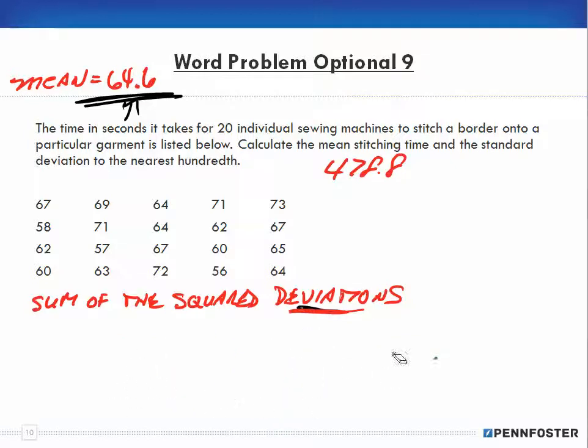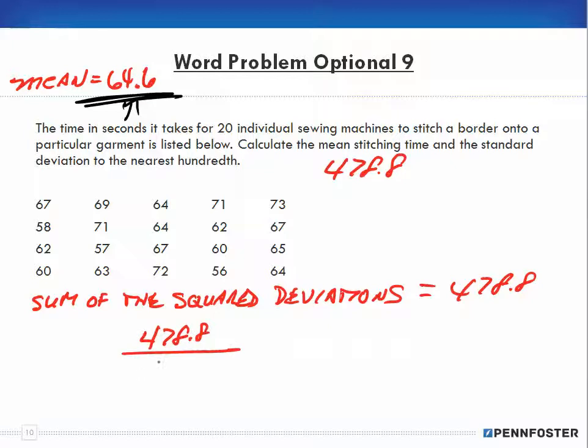And so I know that is 478.8 deviations. So I have 478.8. That's going to go in my numerator, 478.8. And then in the denominator, we take the number of data points minus 1. The number of data points in this case is 20. So I take 20 minus 1, which gives me 19.